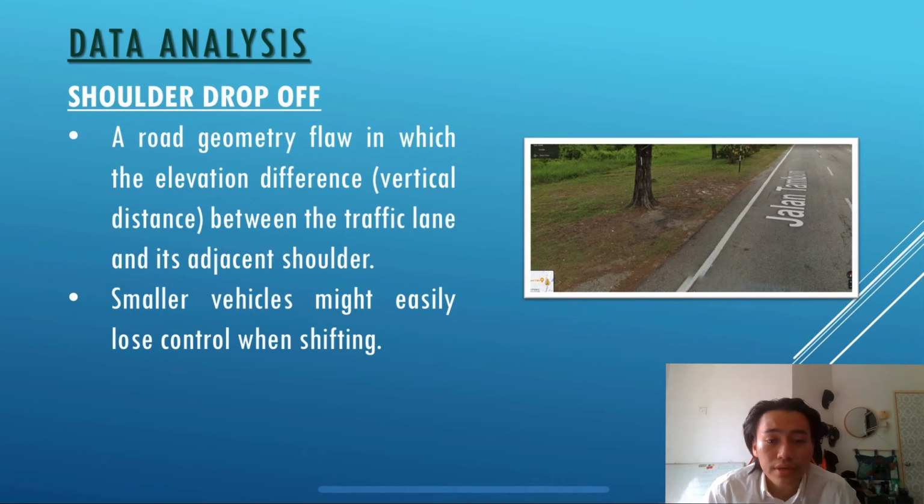Drivers, especially those in smaller vehicles such as compact cars and motorcycles, as well as those towing a trailer, are put at risk when the shoulder or pavement edge drop-off is severe. Smaller vehicles might easily lose control when shifting from the road to the shoulder.